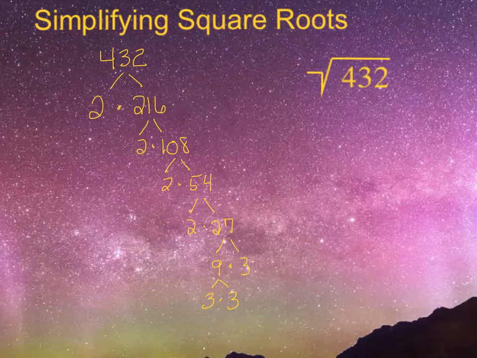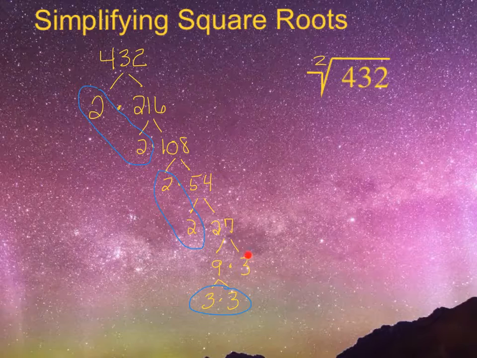Alright, so since we are doing a square root, we're looking for pairs of numbers, because those would be squares. So here we would have one pair, 2 times 2 is 4. Another pair, 2 times 2 is 4. And we've got, of course, 3 times 3 is 9, and we already had that perfect square above it. Now the only thing that's not circled here is this number 3. That's not a perfect square, so that's going to remain underneath the radical.